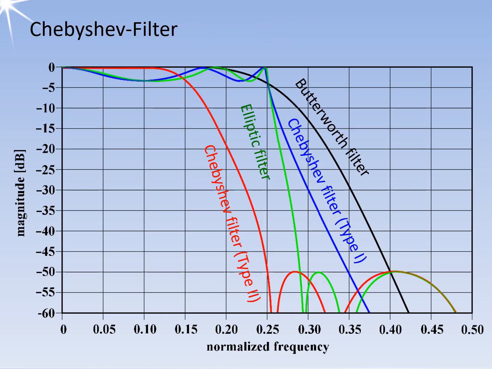Digital IIR filter designs come from the classical analog designs and include the following filter types: Butterworth filters, Chebyshev filters type 1, Chebyshev filters type 2, also known as inverse Chebyshev filters, and elliptic filters, also known as Cauer filters.